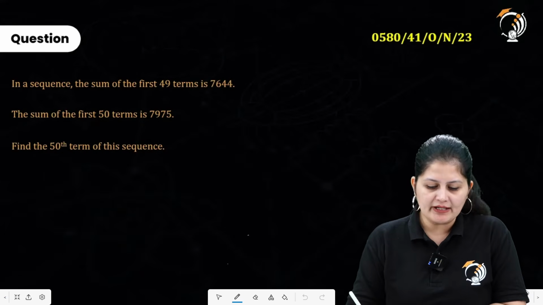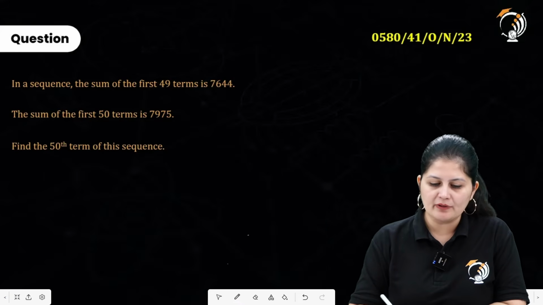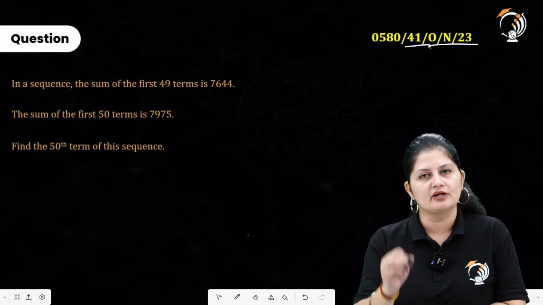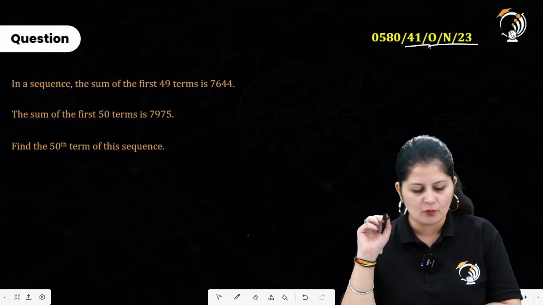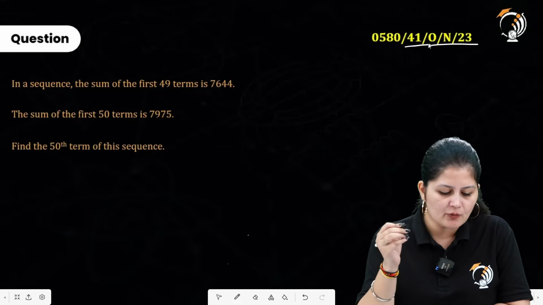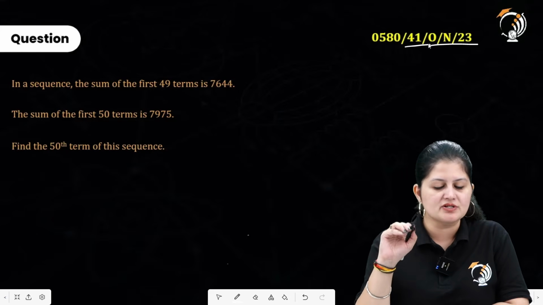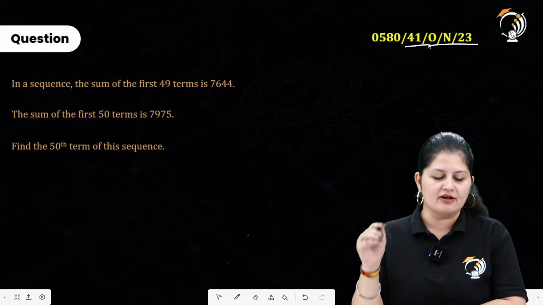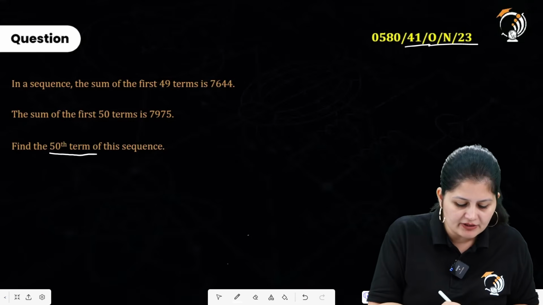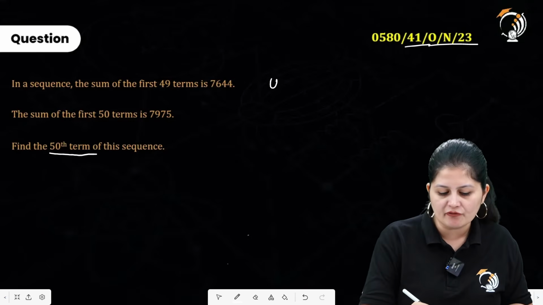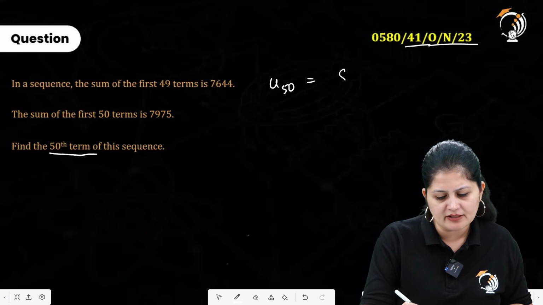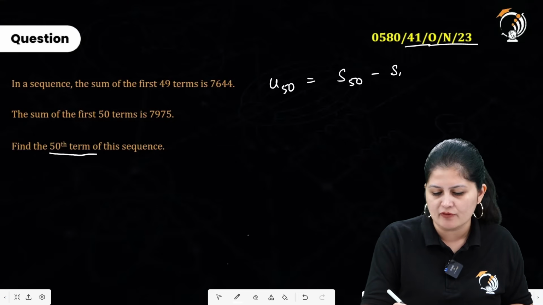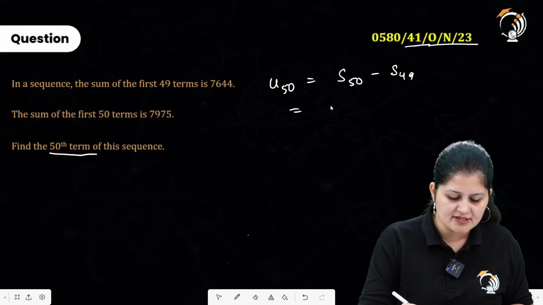Now moving to the next question, which is again a question from the paper of October-November 23 from the variant 4.1. Let's read and understand what the question was all about. In a sequence, the sum of the first 49 terms is 7644 and the sum of the first 50 terms is 7955. Find the 50th term of the sequence. In order to get the 50th term, it is nothing but the sum of the 50 terms minus the sum of the 49 terms, right?